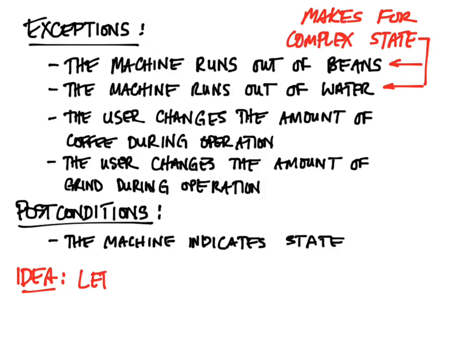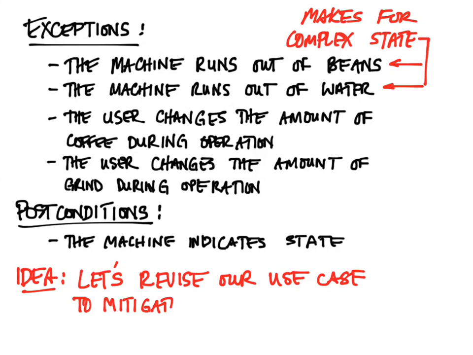So here's the idea. I'd like to be able to get rid of these exceptions by revising our use case to assume in our preconditions that we have plenty of beans and we have plenty of water. So this will allow us to mitigate our design complexity by making sure that we'll never encounter these exceptions while the machine's in operation.